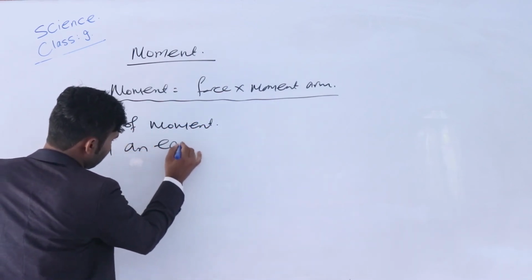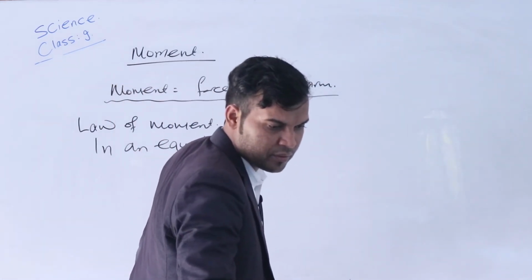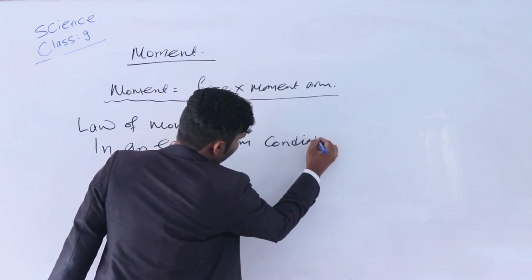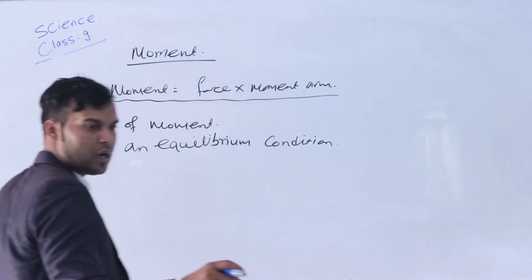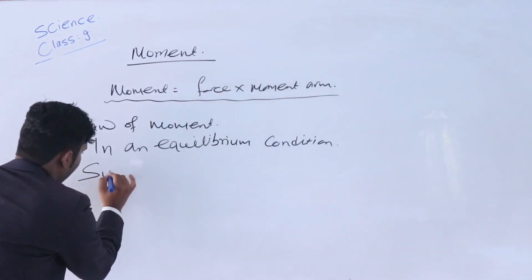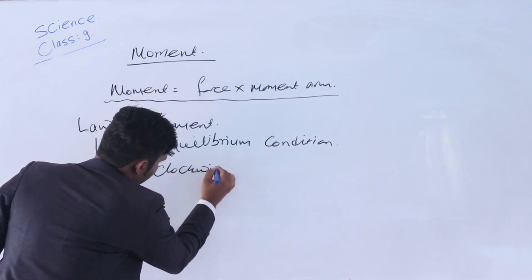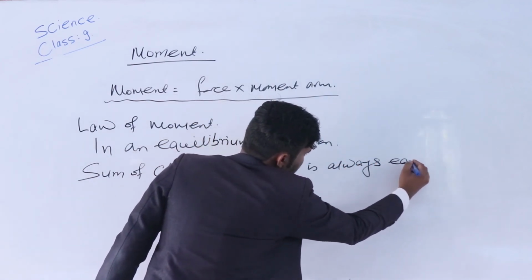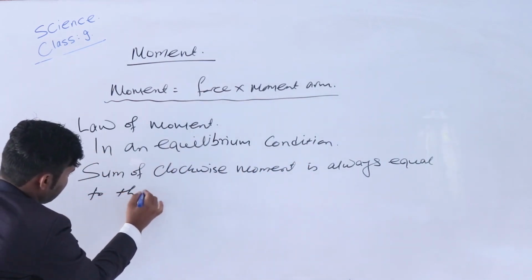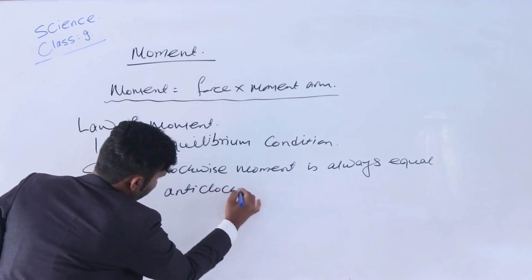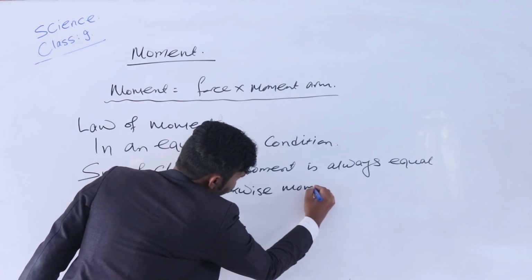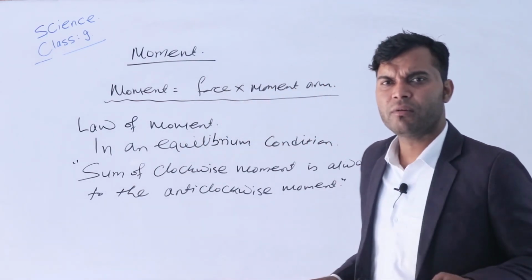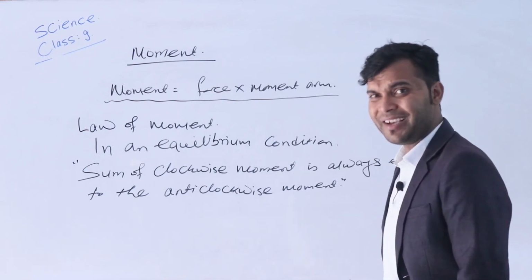In an equilibrium condition, the sum of clockwise moments is always equal to the sum of anti-clockwise moments.